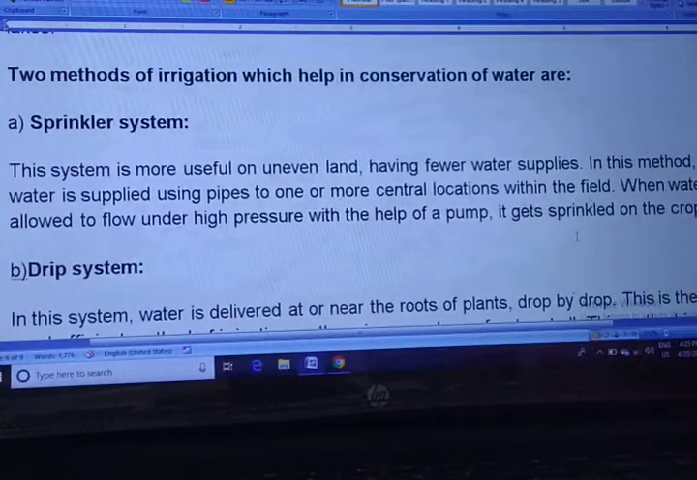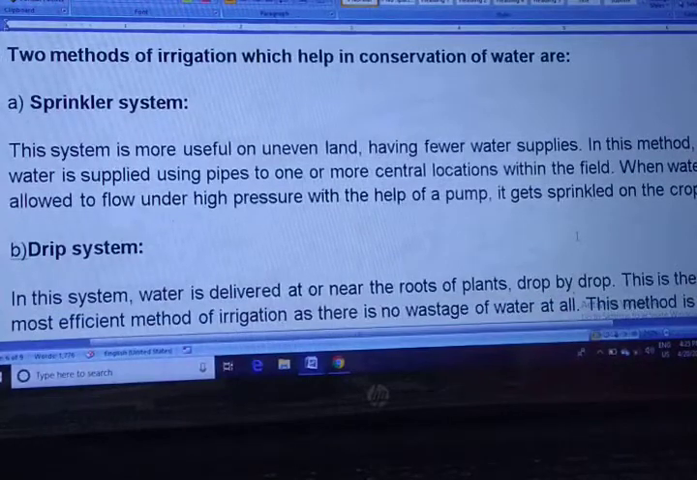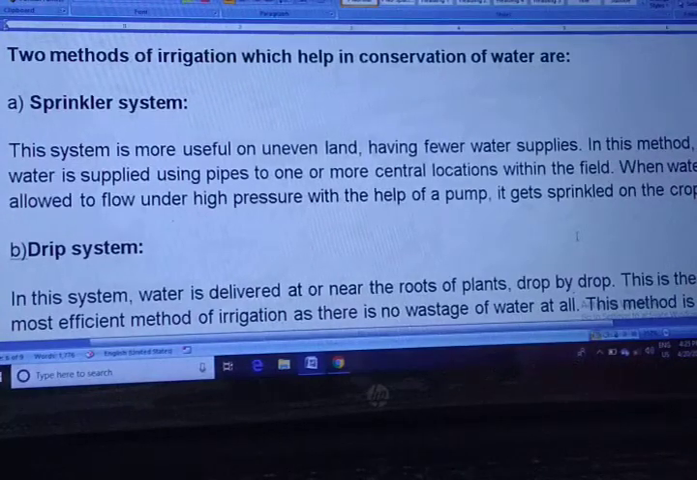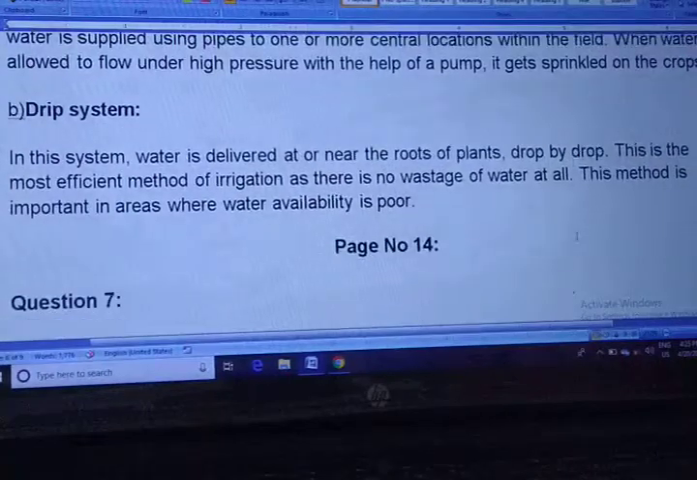What is sprinkler system? This system is more useful on uneven land having fewer water supplies. In this method, water is supplied using pipes to one or more central locations within the field. When the water is allowed to flow under high pressure with the help of a pump, it gets sprinkled to the crop. Second is drip system.